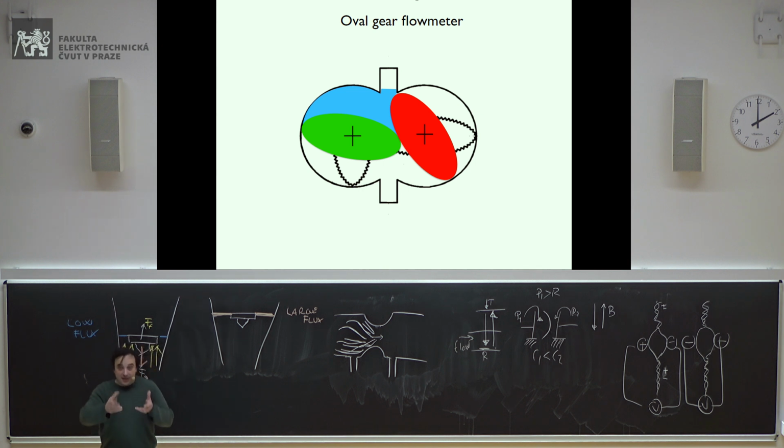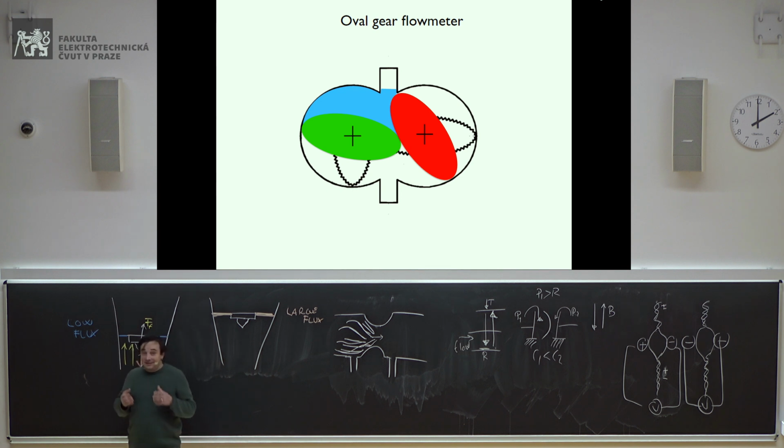If you have a turbine with a pedal, then all this water can sneak around and go to the other side. In the oval gear flow meter, this doesn't happen. If the flow is small and it doesn't have the force to make the gear rotate, simply the gear does not rotate and there's no flow of water.